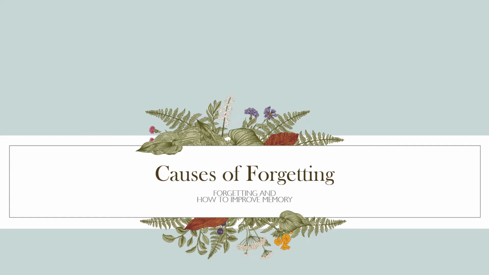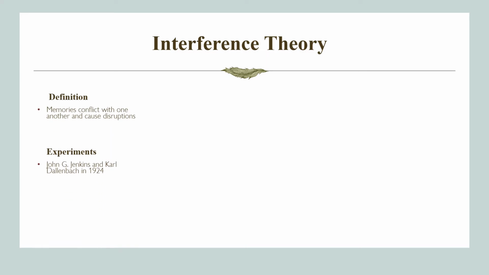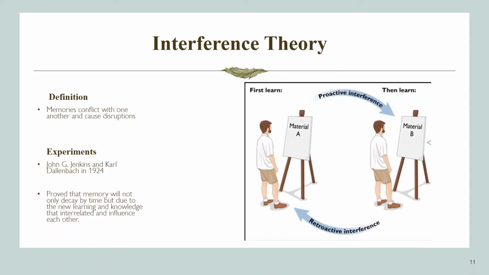Next, we will bring to our main topic, which is the causes of forgetting. There are three causes of forgetting. First one is the interference theory. Interference theory is when memories conflict with one another and cause disruption. There is an experiment by John G. Jenkins and Karl Dallenbach in 1924. It is also proof that memory will not only decay by time but also due to new learning and knowledge that are interrelated and influence each other.